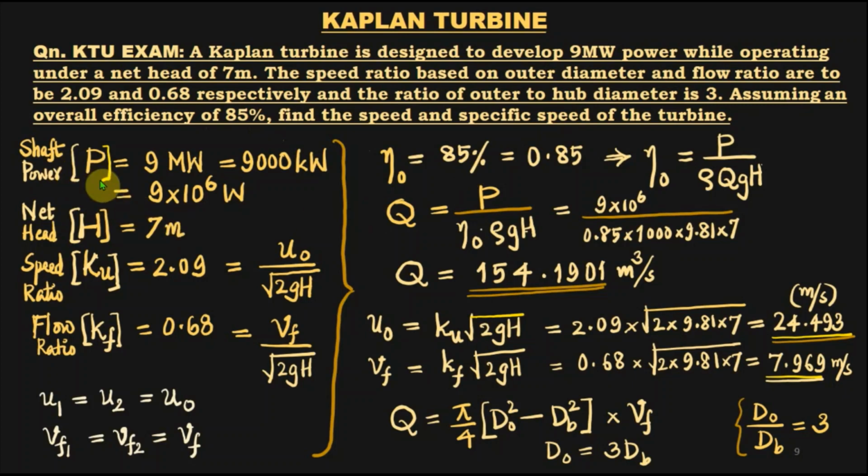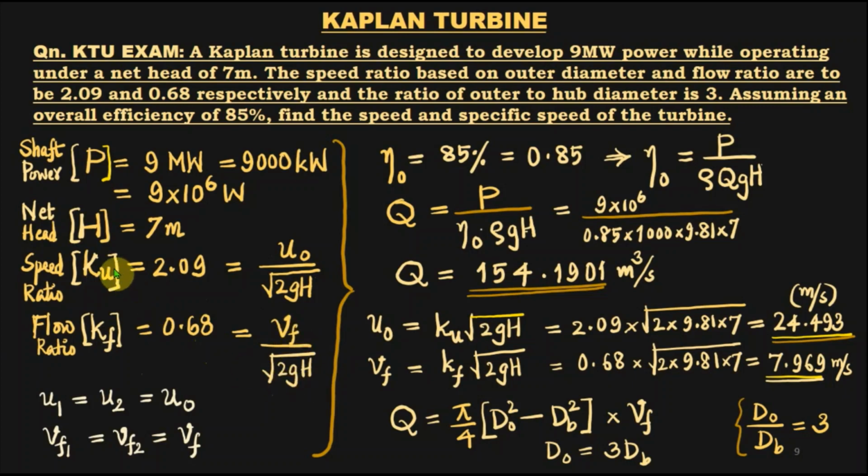Now the shaft power P is given as 9 megawatt, which is 9000 kilowatt or 9 million watts, 9 into 10 raised to 6 watts. Net head for producing useful work H is given to be 7 meters, and the speed ratio based on the outer diameter is given as 2.09, which of course we know is equal to U0 divided by root of 2gH. Flow ratio Kf is given to be 0.68, which is equal to Vf by root of 2gH.